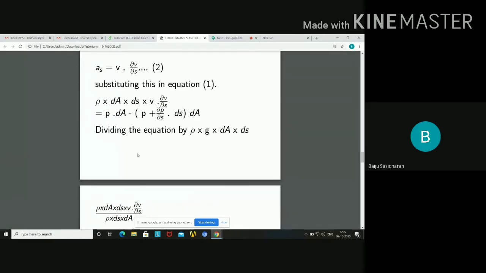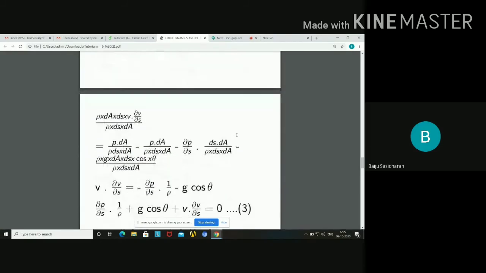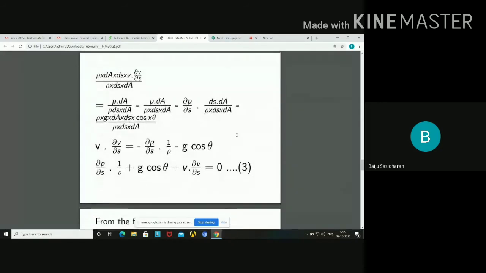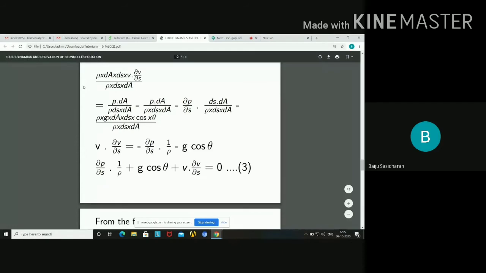Then we divide the equation by rho g dA ds. So dividing that equation, on the left side what do we have? Rho into dA ds v into dou v by dou s, divided by rho into ds dA, which is equal to, on the right side, P into dA, divided by this one.